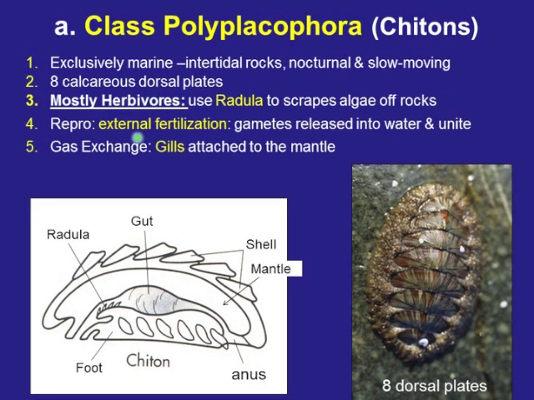Their reproduction is external, and their gametes are released into the water and unite. Their gas exchange is through gills attached to the mantle. Radula means horny-toothed. It's an organ in the mouth. They feed on not only algae, but bryozoans, diatoms, bacteria, and other invertebrates. We can take a look at our diagram there of one. We can see the radula, the foot, the anus, the mantle, the shell, and the gut. And then to the bottom right, we can count eight dorsal plates that are what makes the chitons unique.